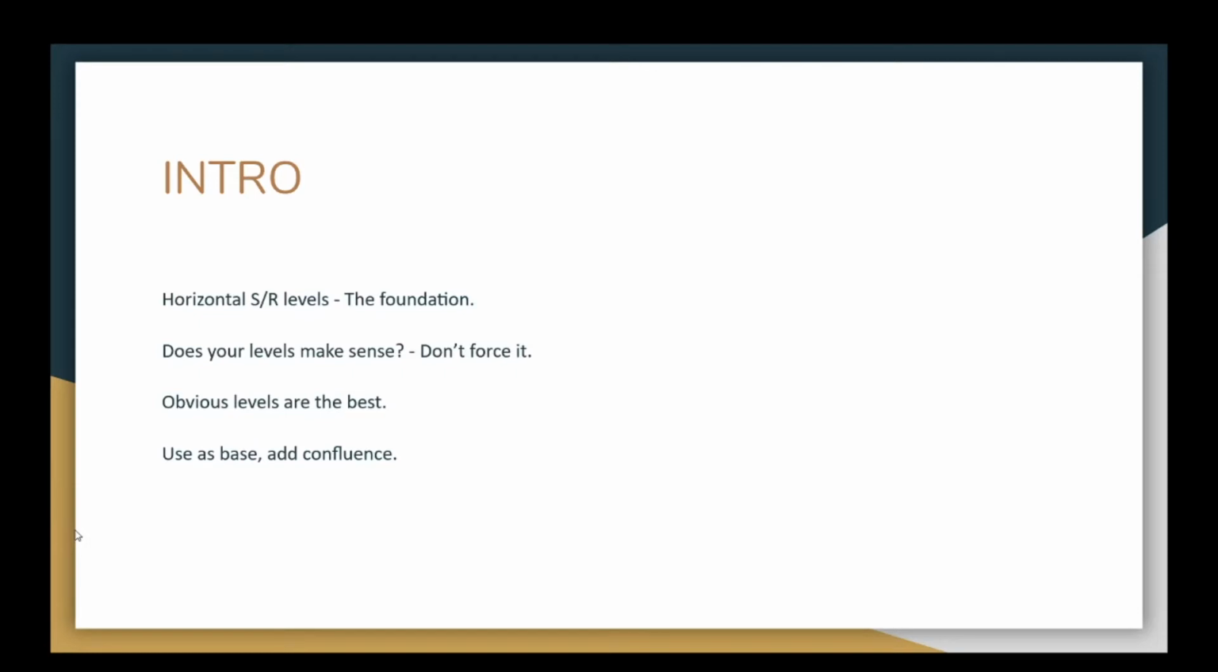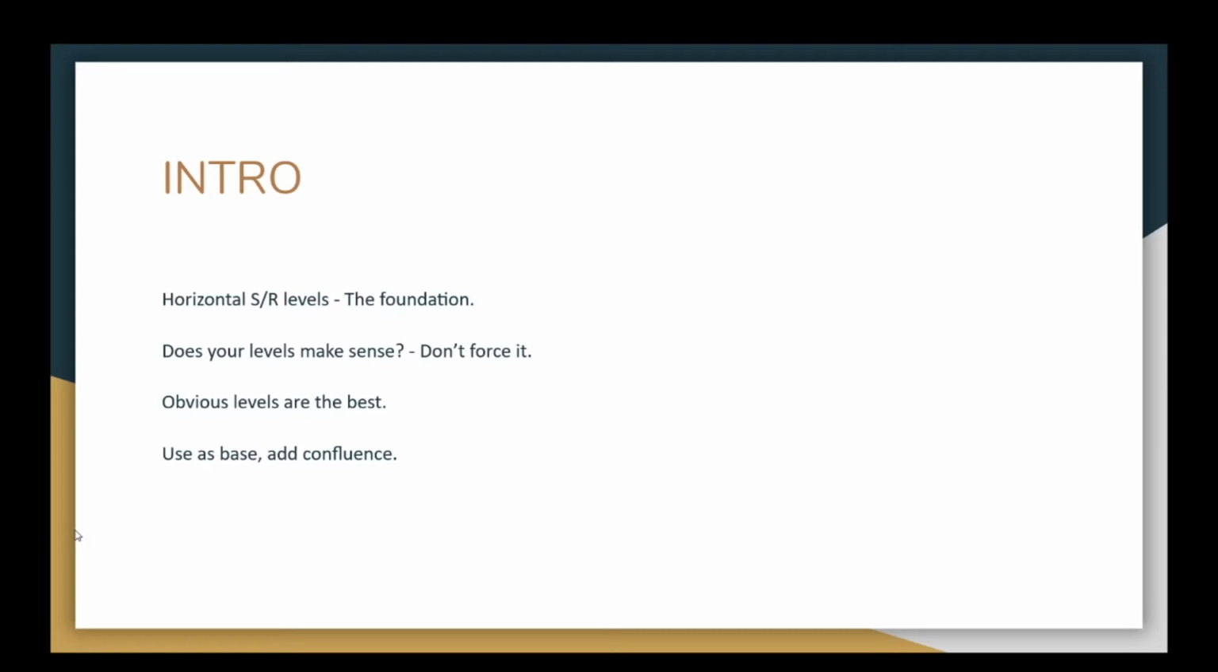So what I first want to say is, when drawing levels, you can't really force them, right? You look at the chart and they should be obvious, right? So when looking at the chart and when looking at levels, remember that you gotta ask yourself, does this level make sense? Does it look good? There are no exact rules or exact ways to draw these levels. It's more like an art, right?